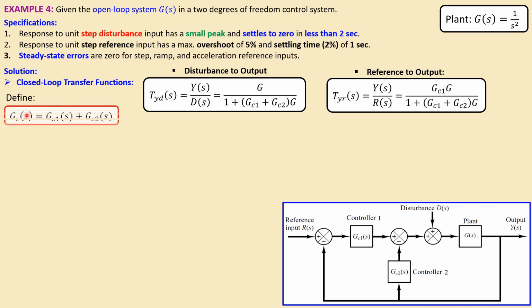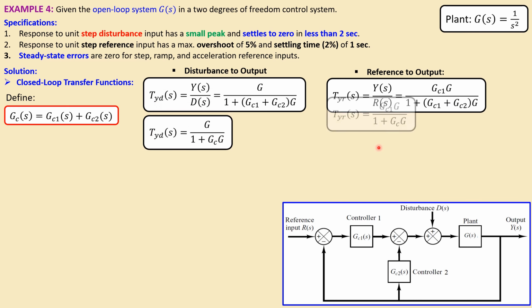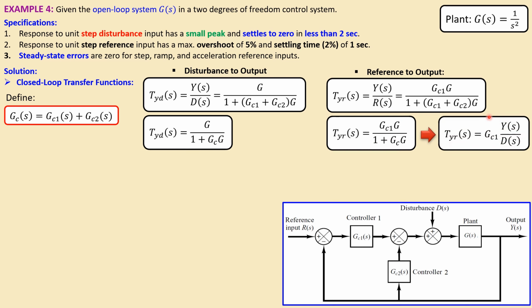We can also define an expression for the total controller. The controller GC is controller 1 plus controller 2, which is shown here. So that can then easily be written in this form for both cases, disturbance to output and reference to output. Now you can also write this down in this form. We've done this also in example 3. You can recognize this expression G over 1 plus GC. G is also shown here.